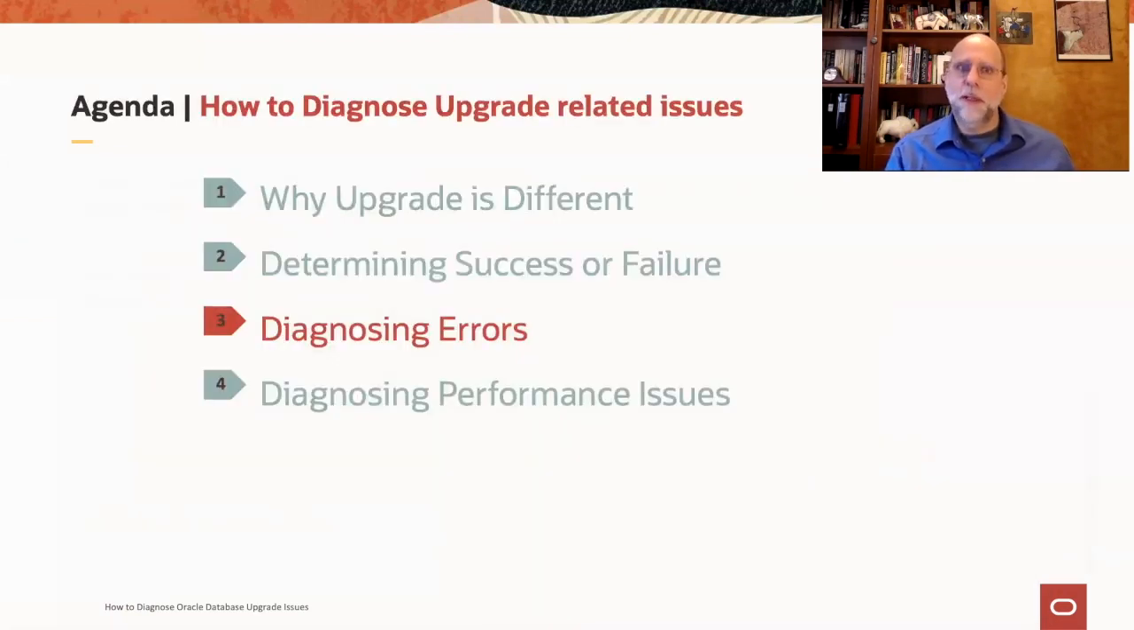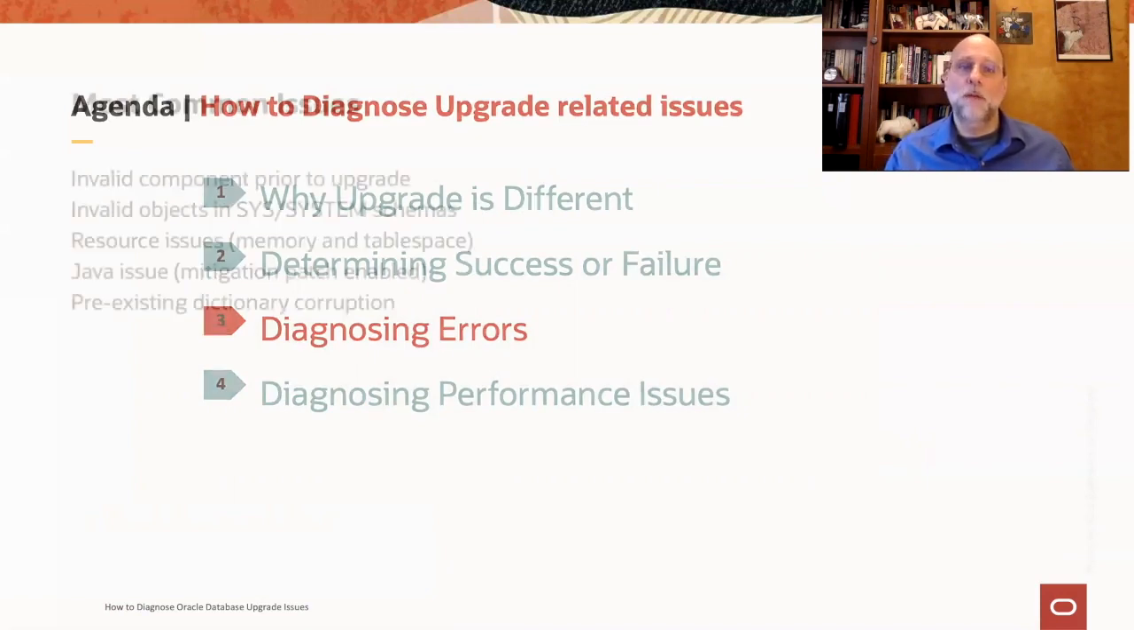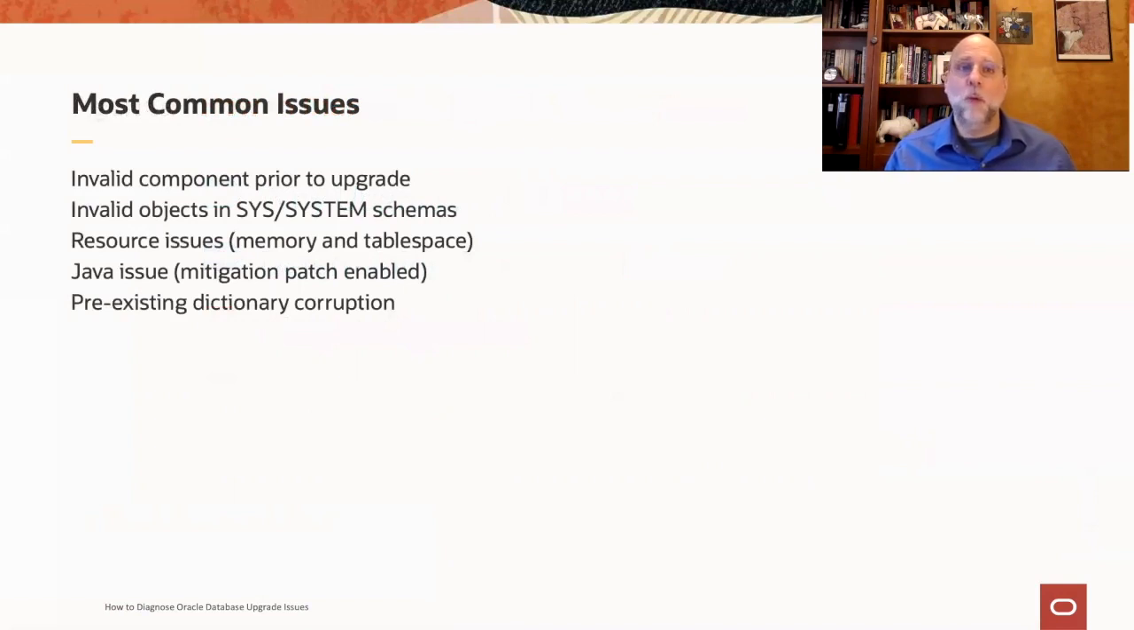Okay, so let's see what to do if you do encounter an error. What are the common issues you might encounter, and what are the approaches that we might take to diagnose them? Here you see the list of the most common issues that you might find have caused a problem with your upgrade. And many of them have to do with that garbage in, garbage out principle. If you had invalid components or invalid objects before the database was upgraded, the upgrade may not fix those problems. In fact, those problems may cause the upgrade itself to fail.